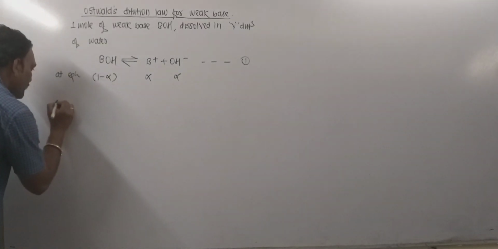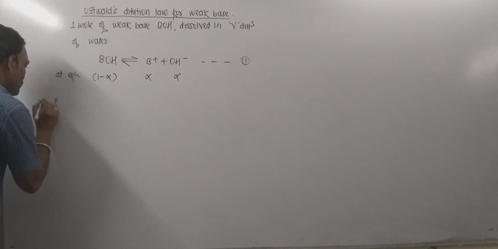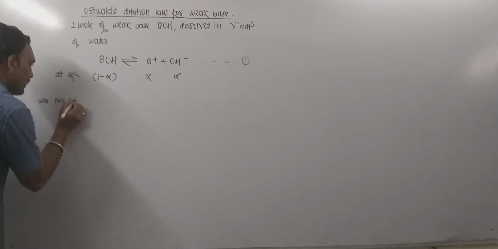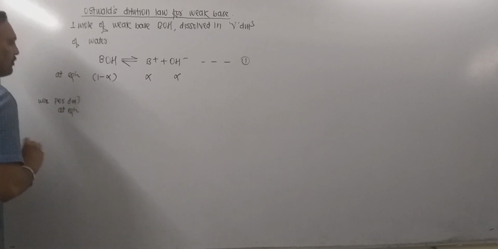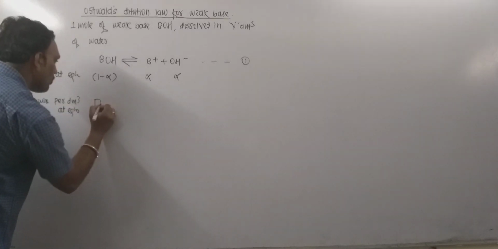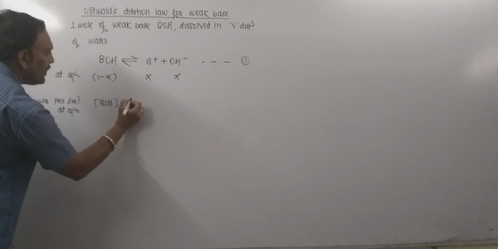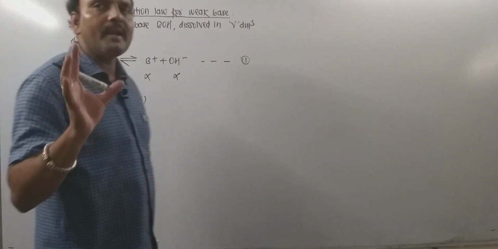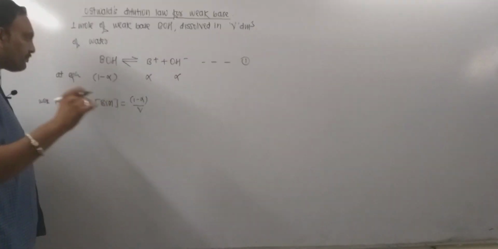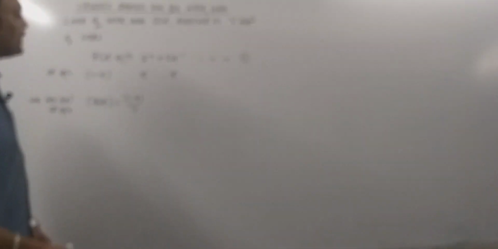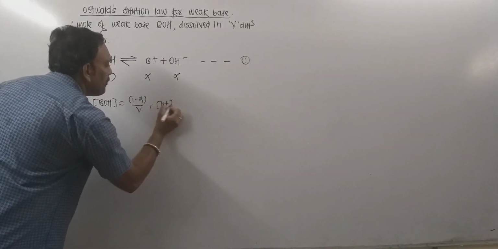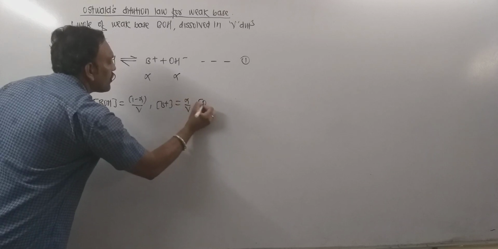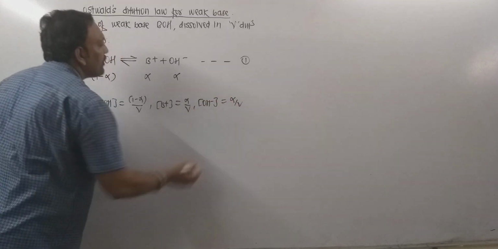Now moles per liter at equilibrium, I mean concentration. So the concentration of BOH will be equal to 1 minus alpha upon V. Why? Because B plus, OH minus, and undissociated BOH are all present in V liter of water. Thus the concentration of BOH will be 1 minus alpha by V, the concentration of B plus will be alpha by V, and the concentration of OH minus will also be alpha by V.